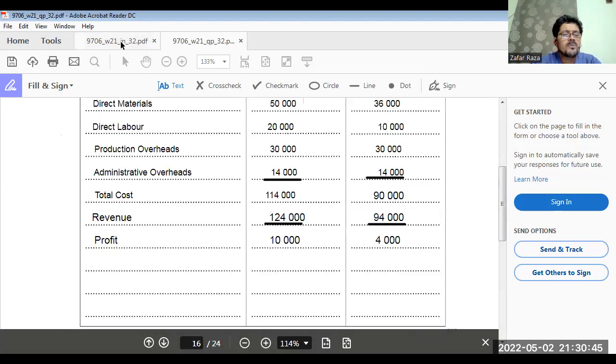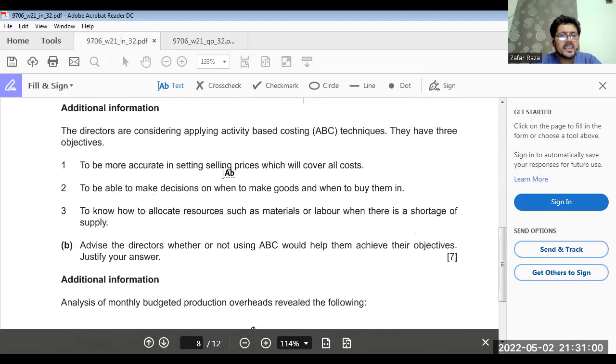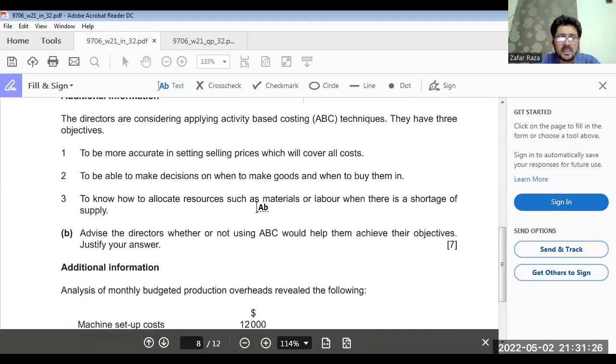Okay. Now move to the next part of the question. We did this. Now the directors are considering applying activity-based costing. We have 3 objectives: to be more accurate in setting selling prices, which will cover costs; to be able to make decisions on when to make goods and when to buy them; to know how to allocate resources such as material or labor where there is a shortage of supply. Advise whether or not using ABC would help them achieve their objectives. Justify your answer. This is of 7 marks and a very important question.